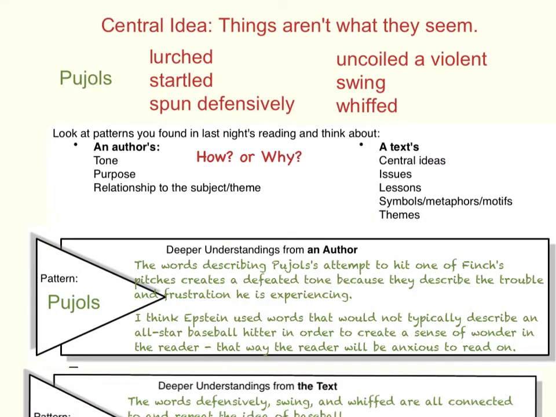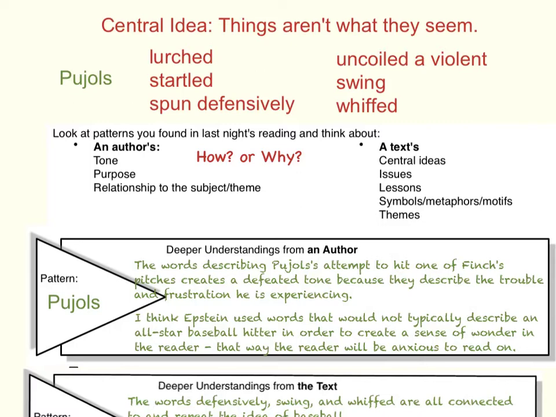Using the information you have from one of your patterns, you're going to fill out the deeper understandings from an author. Remember that when you fill out the deeper understandings, you are not simply restating the words or phrases from your pattern sheet, but actually thinking or answering the questions how or why. In this case, for an author, you're going to ask how or why the words you found for the pattern show or relate to the author's tone, purpose, or relationship to the subject or theme.